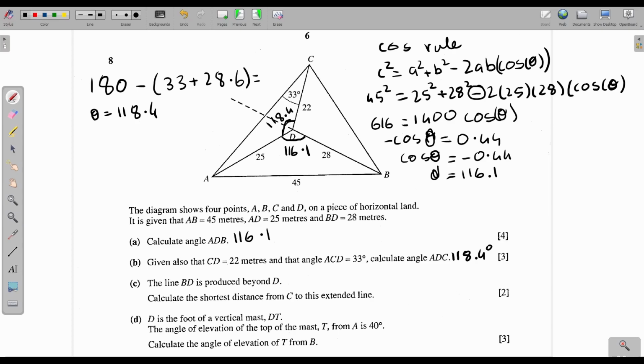All right. The line BD is produced beyond D. Calculate the shortest distance from C to this extended line. So they're saying that this line is extended, and now they want to find the shortest distance from C. The shortest distance usually most accurately means the perpendicular distance. If I extend it here, this line gets longer. If I extend it here, this line gets longer. But if I keep it perpendicular, the line remains the same.